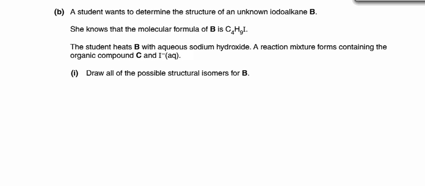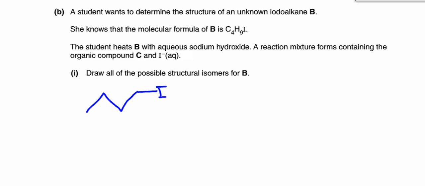Here then, draw all the possible structural isomers of B. So I'm going to do this in skeletal formula. We've got 4 carbons, so 1, 2, 3, 4, carbons in a row. I've got to put the iodine on, so a bond to the I there, and I have here 1-iodobutane.